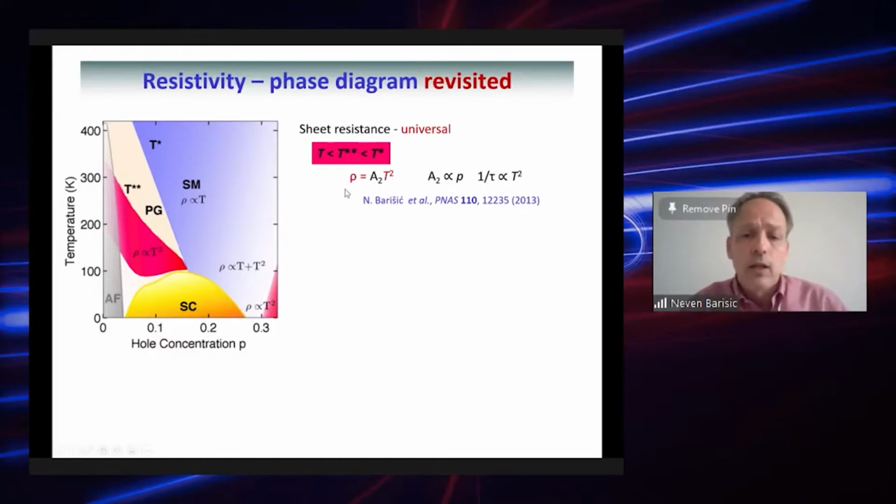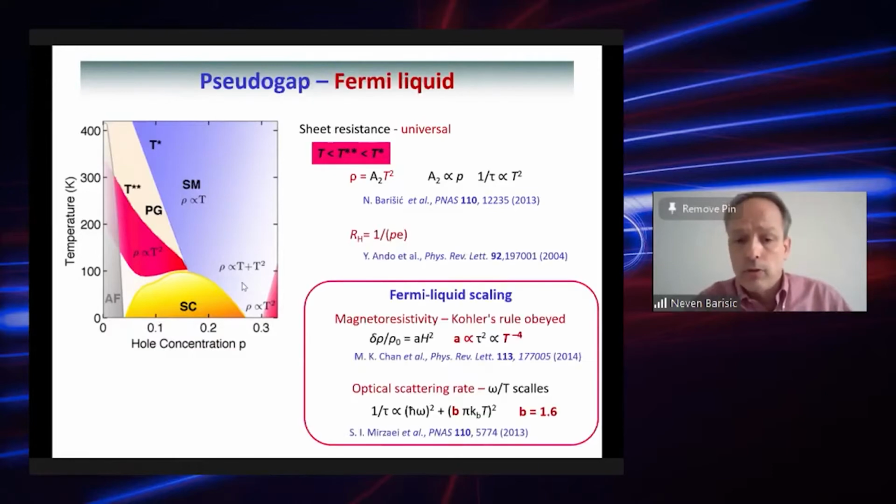Then the resistivity in the pseudogap regime exhibits T-square behavior, where the coefficient A2 is essentially proportional to p, the doping. So one can immediately conclude that the scattering rate is T-square, and it doesn't change as a function of doping. In fact, it seems to extend to the very overdoped regime, with the same scattering rate as in the overdoped regime.